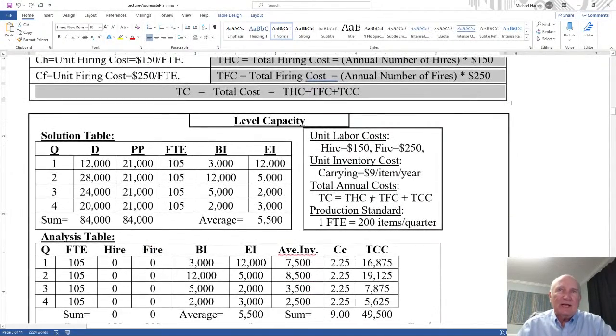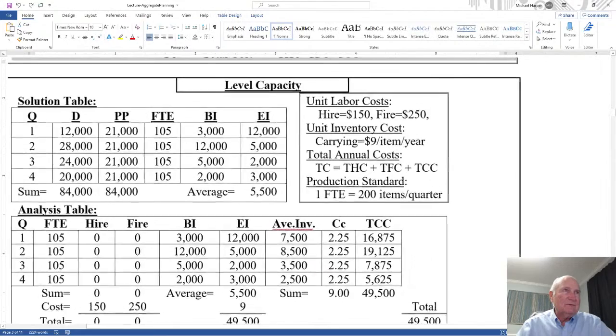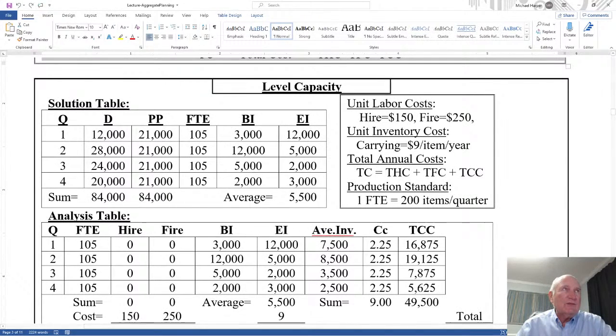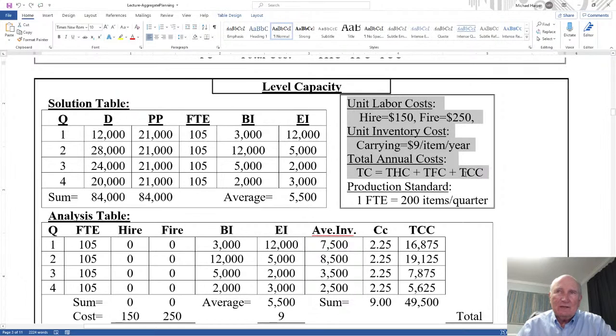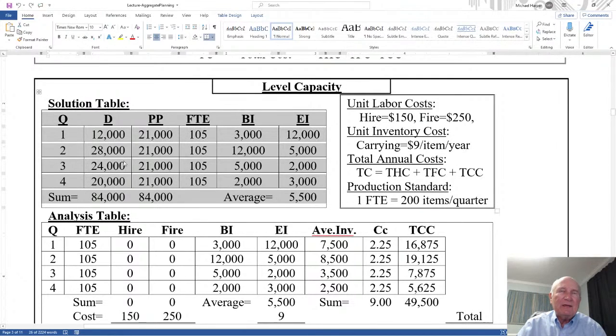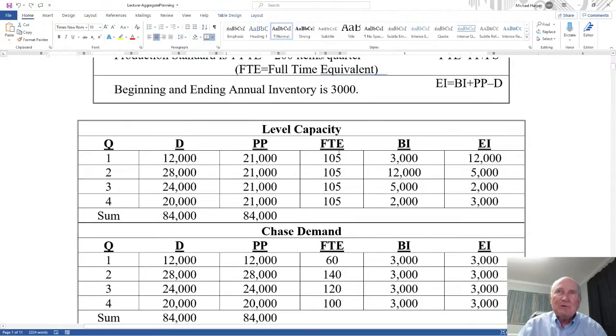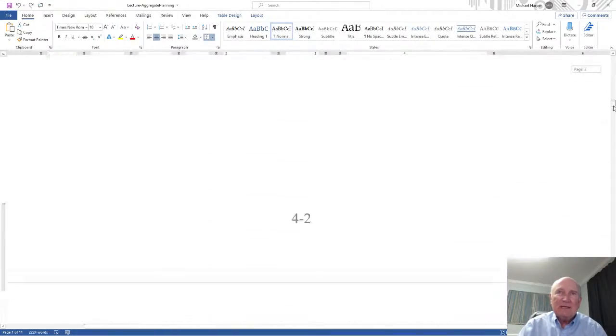Okay, now let's do a cost analysis. Let's start with level capacity. Let me increase this, make it better so you can see it a little easier. So I copy these units up here. I copy them here: labor cost, hiring and firing, carrying cost, and the annual cost, and production standard. Okay, now this table right here, I copied from the very first page. We've already done this. And now let me move up here and let me show you what I mean. So this very first page at the very beginning, this table right here, I copied that down here.